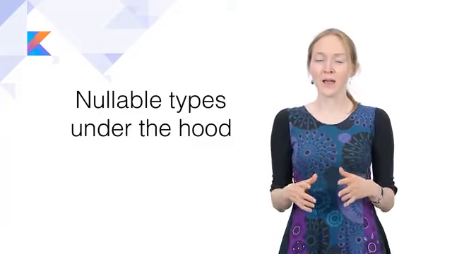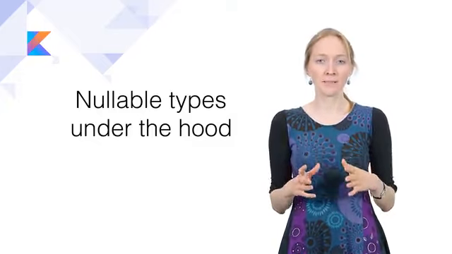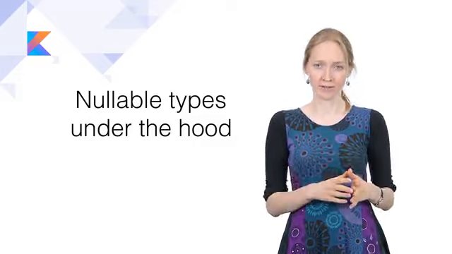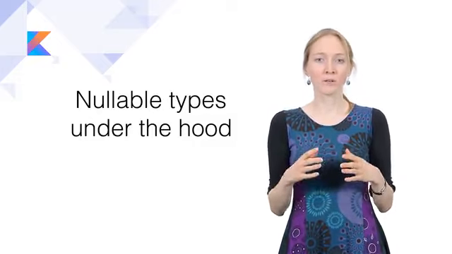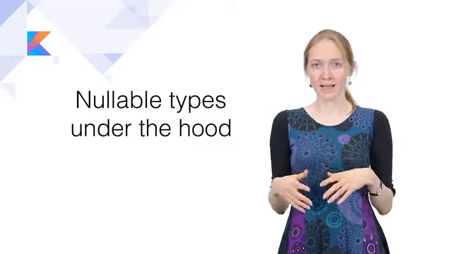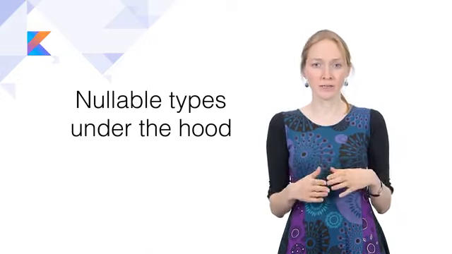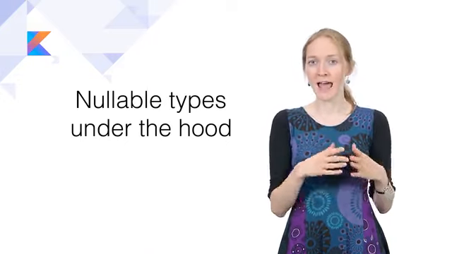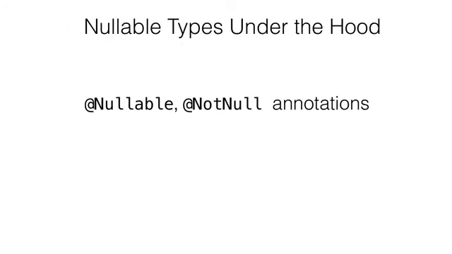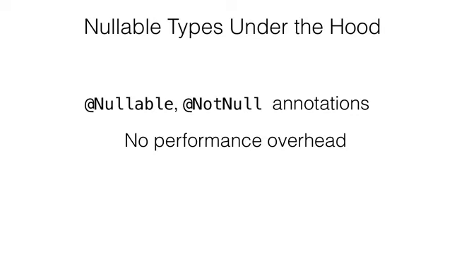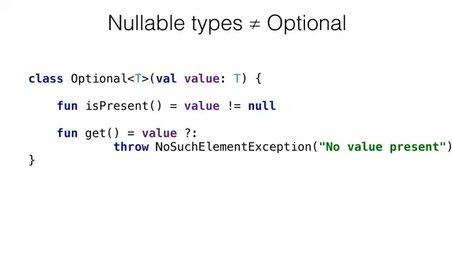In this video, you'll learn how nullable types are implemented at the bytecode level. Also, we'll look at nullability and generics, and you'll learn the difference between a list of nullable values and a nullable list. Under the hood, nullable types are implemented using annotations. So we just use nullable and not null annotations, which gives us no performance overhead of using nullable types.